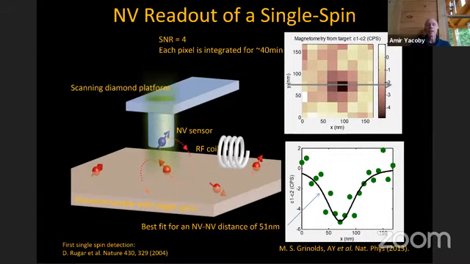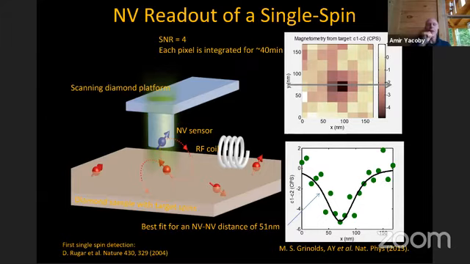It turns out that the signal to noise scales as the distance to the 6th power. So it's 5 to the power 6 that we lose by going to 50 nanometers. Here each pixel was measured for 40 minutes in order to get a signal to noise of order 4. But nonetheless, we can reproduce an image of the electron spin magnetic field.